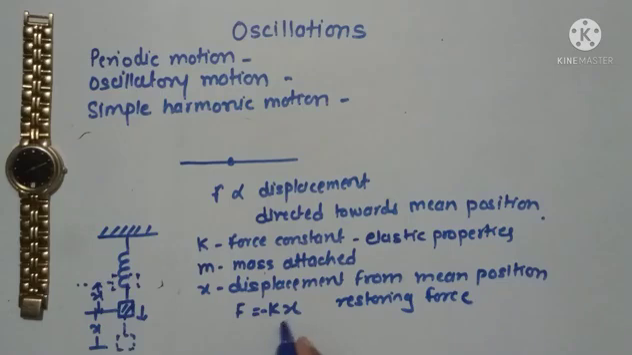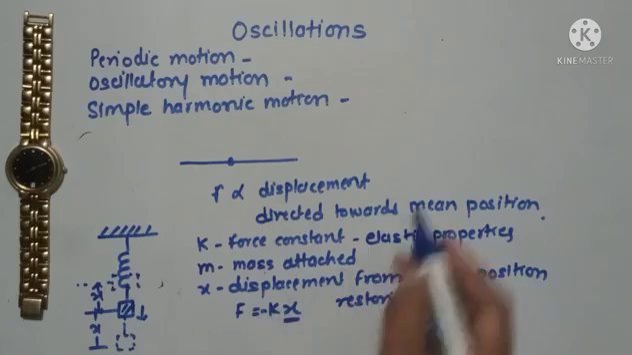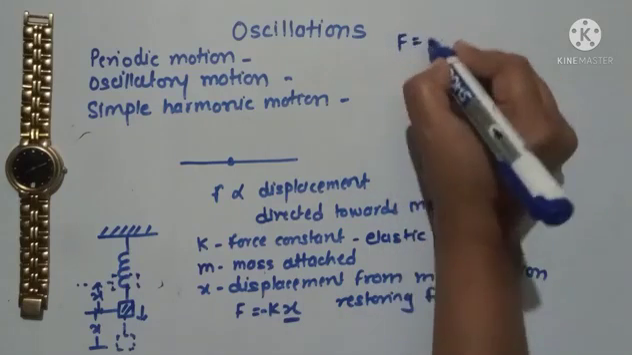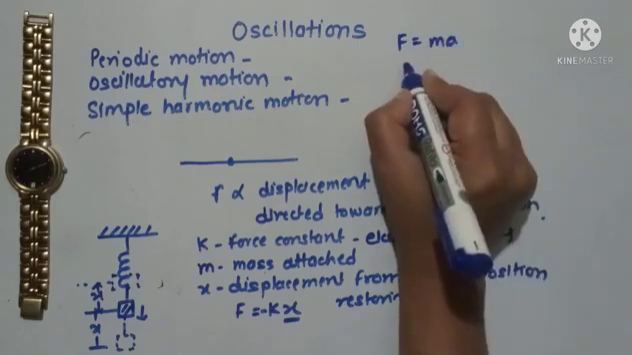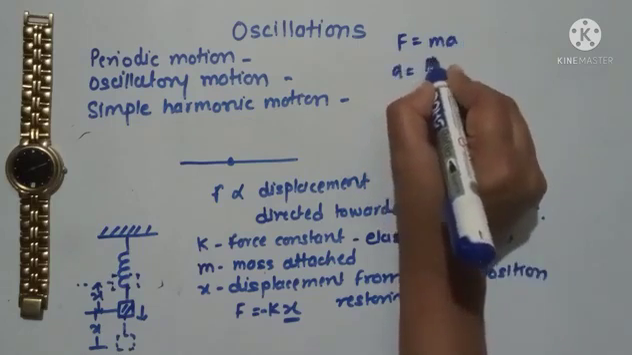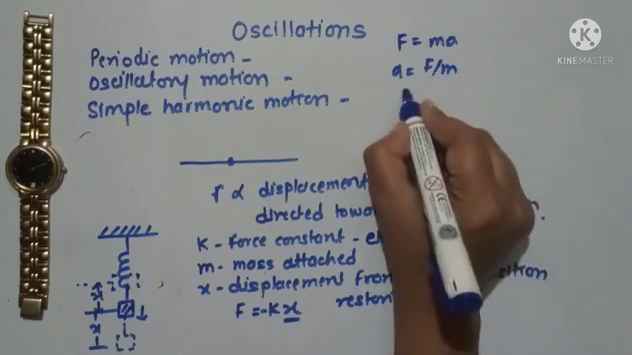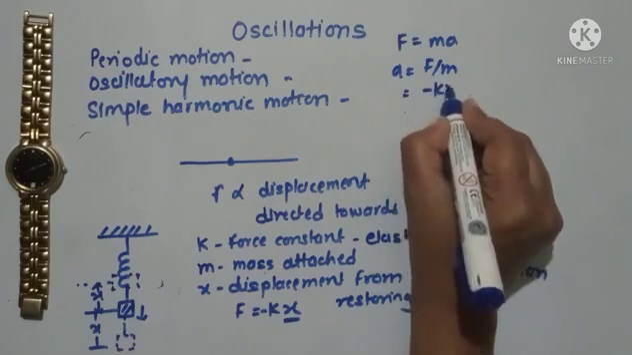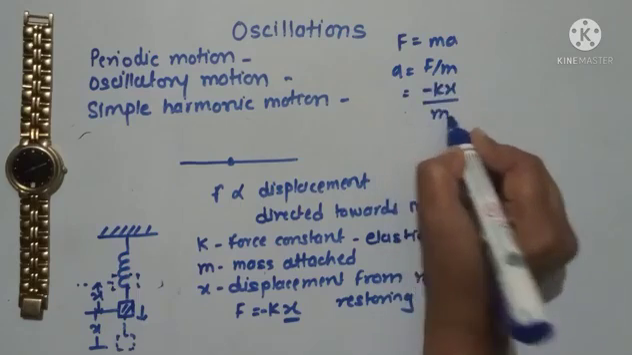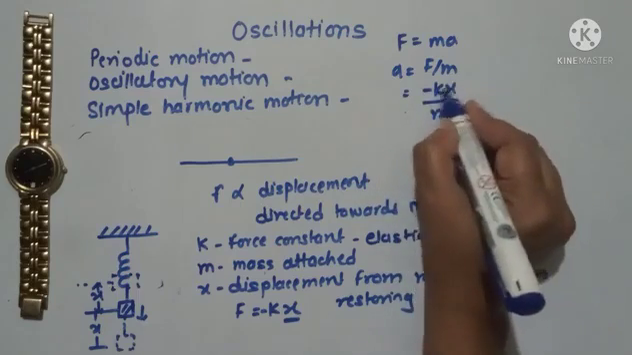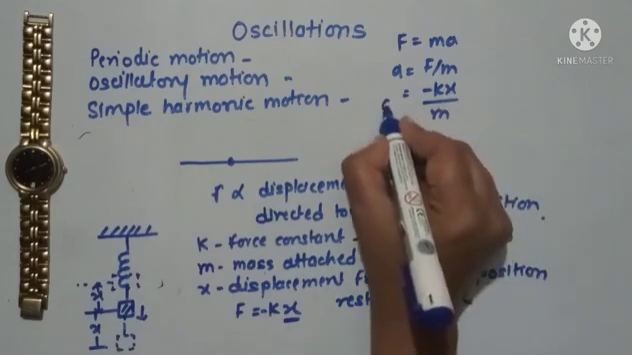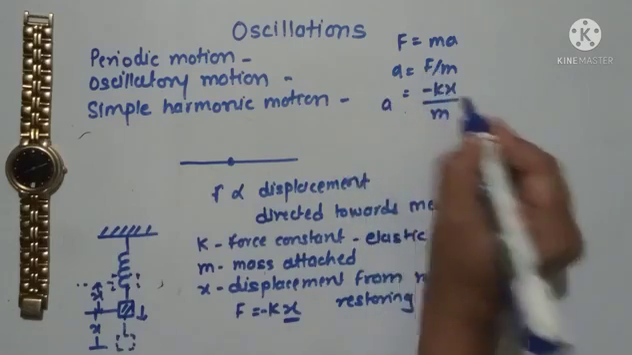So this restoring force is directly proportional to the displacement and it is always directed towards the mean position. Therefore, we have taken this minus sign. So F is equal to minus K into X. Now, according to Newton's second law, F is equal to mass into acceleration. So I can write that A is equal to F upon M, so this F is equal to minus K into X upon M, as this force is a restoring force and as we are dealing with a simple harmonic motion, so we have put the value of F as minus Kx.